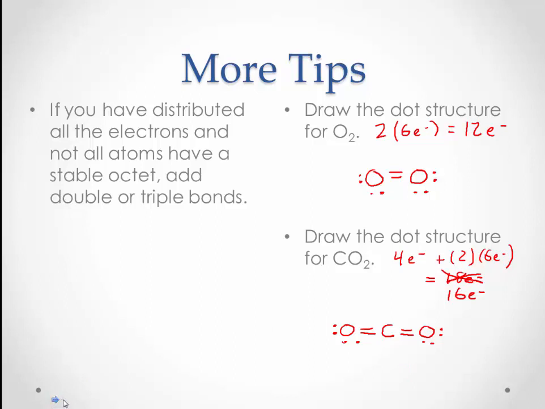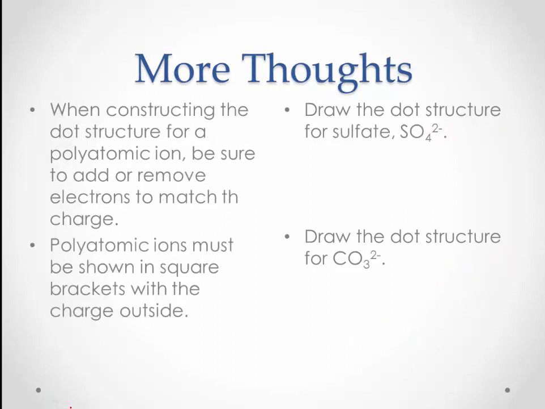One more thing that can also happen is sometimes we need to draw dot structures for polyatomic ions. And in that case, we need to add or remove electrons to deal with the charge. And then I'll show you how we draw it at the end with square brackets. So SO4, sulfur and oxygen are both in the same column, so they each have 6 valence electrons.